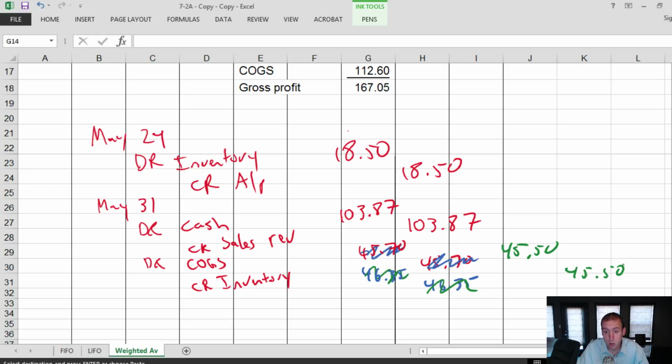So there we have it. You can see FIFO, LIFO, and weighted average produce very similar answers for journal entries, except for the cost of goods sold portion. Of course, cost of goods sold affects our inventory, but that's really why we do these different methods. They're meant to affect our inventory valuation, and that change in inventory value changes our cost of goods sold, but it won't affect our inventory purchases or our sales. All right, that's it for this problem 7-2A. Stay tuned for the next one.